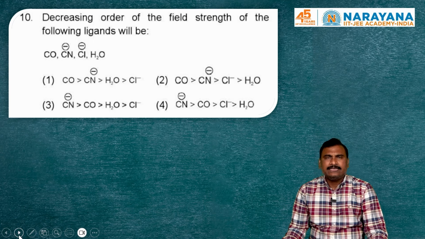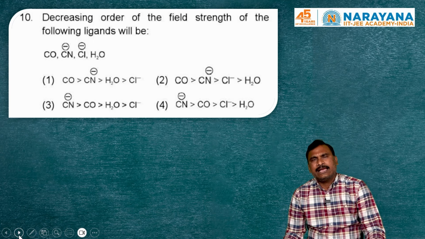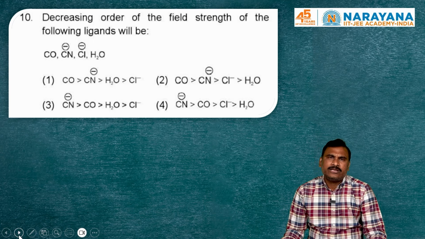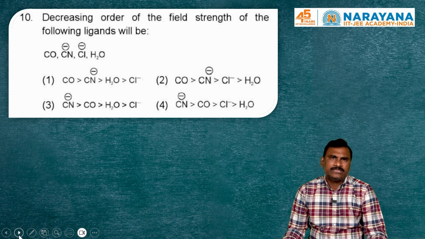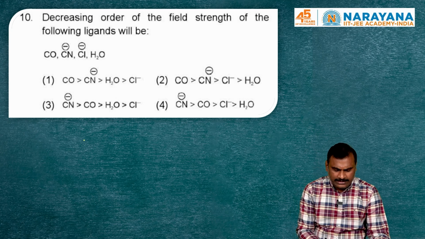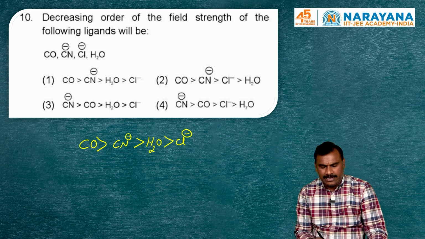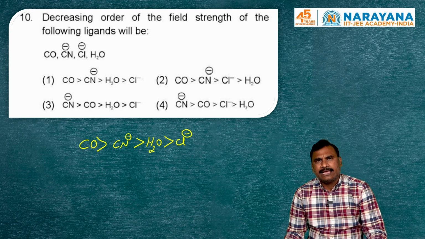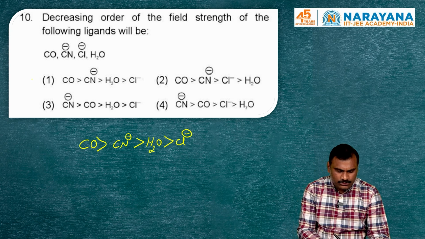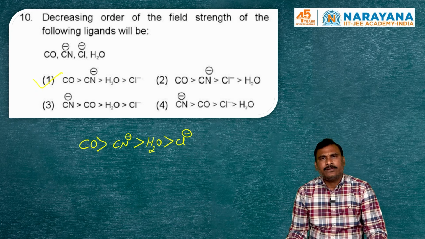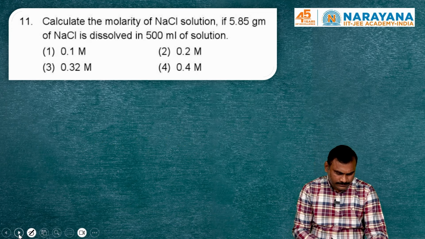10th one. Decreasing order of field strength of the following ligands will be. Here the ligand strength order we have seen in the CFT, crystal field theory. According to that, carbonyl is more than CN minus, which is more than water, which is more than chloride. I think this is the correct order of ligand strength. So the given option matches option 1. Yes or no? Now let us go for the next question.